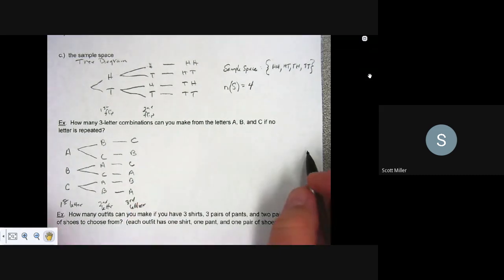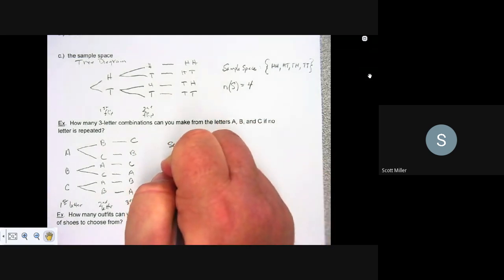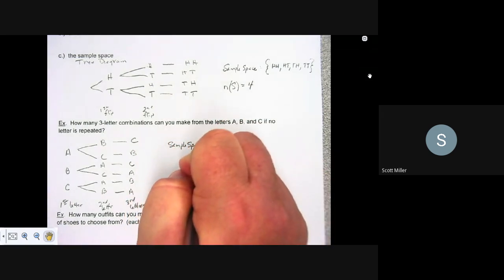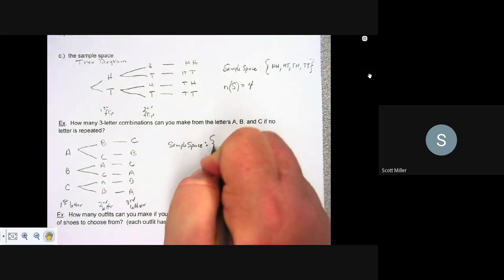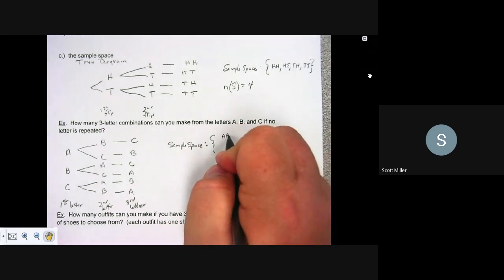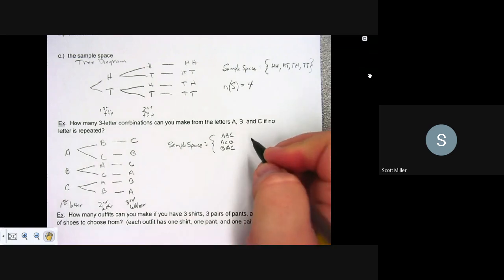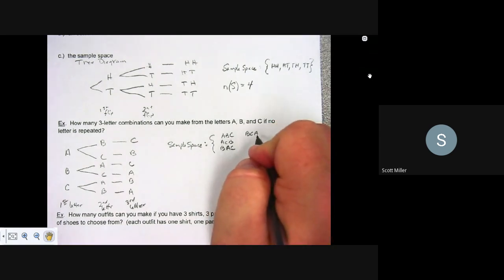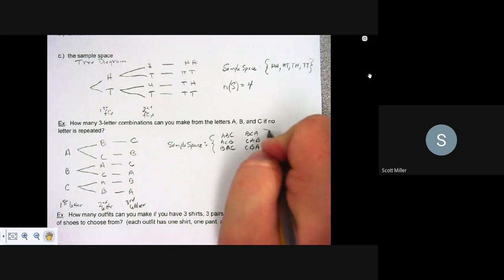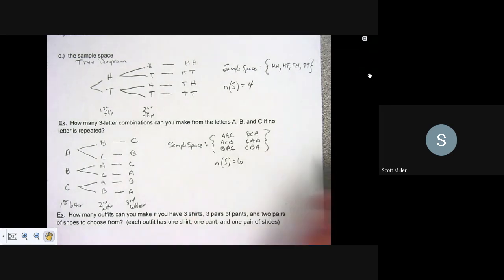So from this, we can list our sample space. We can see how many total things are possible. So what is my sample space going to be? Let's list them all because there's not that many of them. So I have A, B, C, A, C, B. Just follow each of these branches. B, A, C, B, C, A, C, A, B, and C, B, A. So there is a total of 6 ways to arrange those letters.